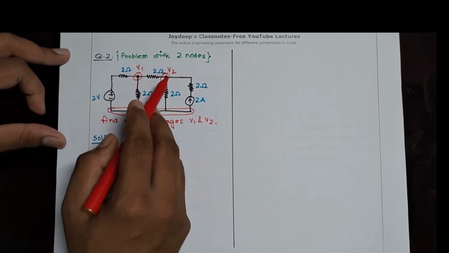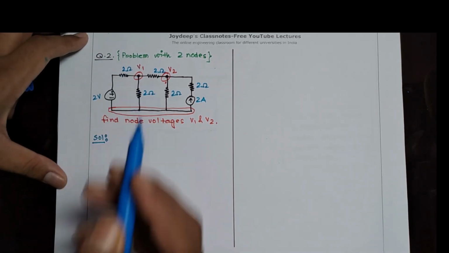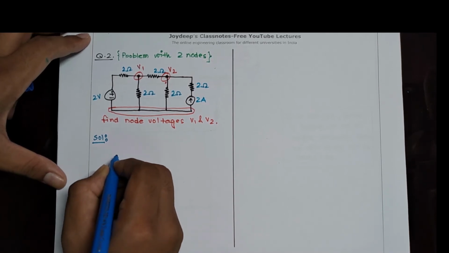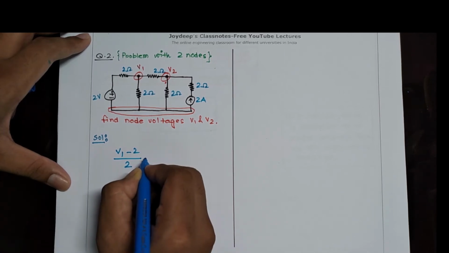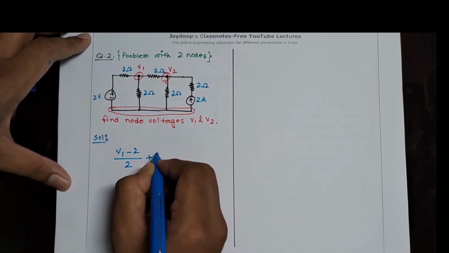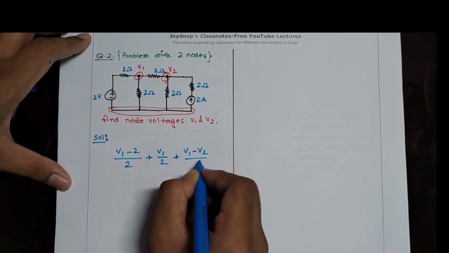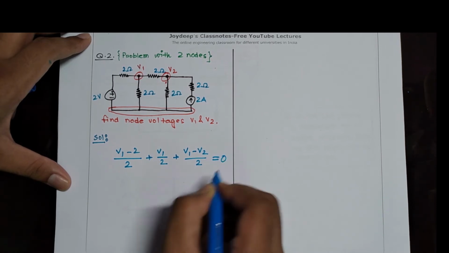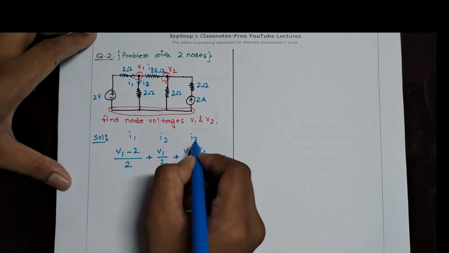So two non-reference nodes, so that is why we have said that this is a problem with two nodes. Okay, and the previous problem was a single node problem. Now let's write down the nodal equation at this node. So writing the nodal equation, (v1 minus 2) divided by 2 plus v1 divided by 2 plus (v1 minus v2) divided by 2 is equal to 0. That's your equation 1. So this is I1, this is your I2, this is your I3.